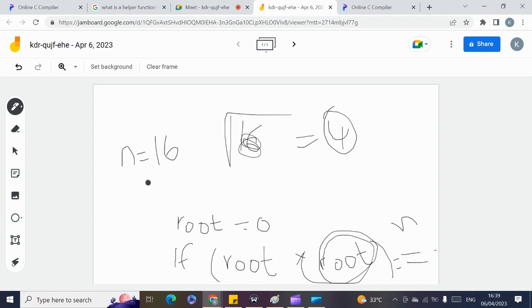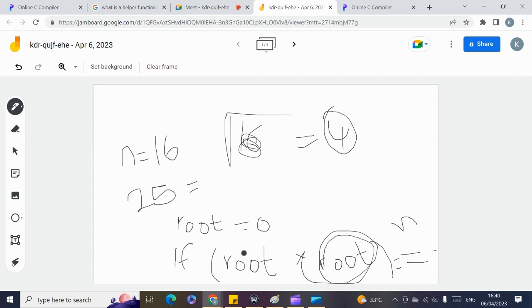So let's take 25. The square root of 25 is 5. To get the 5, what you have to do is start from 0, because we'll be incrementing root all the time. So when it gets to 5, it multiplies itself. When it is equal to 25, it means that that is the square root, that's the result. So we return root. So let me see if I have understood to this point.